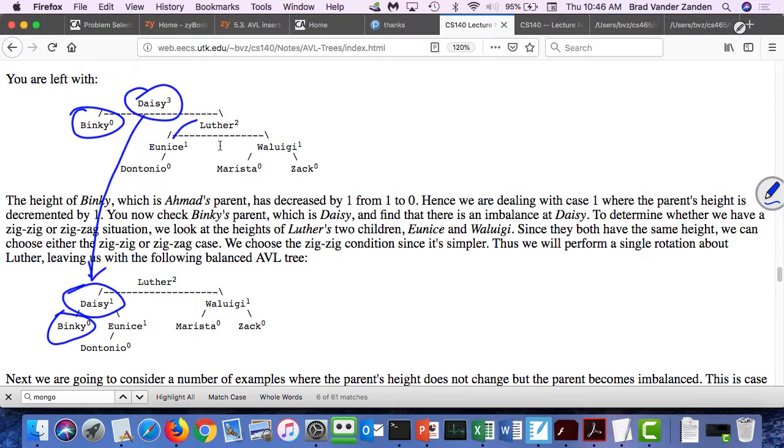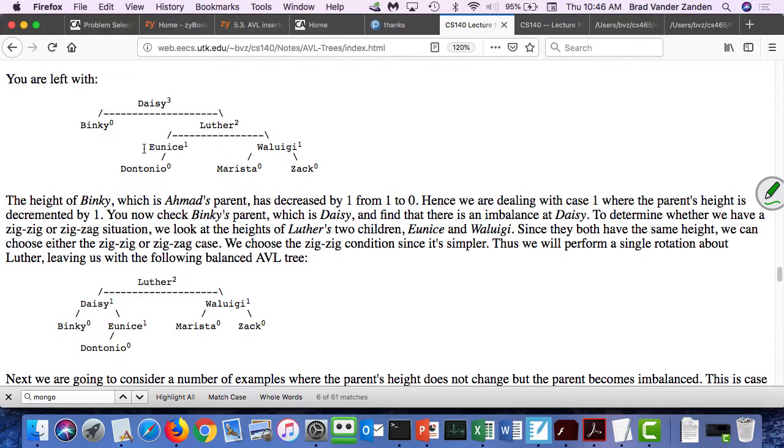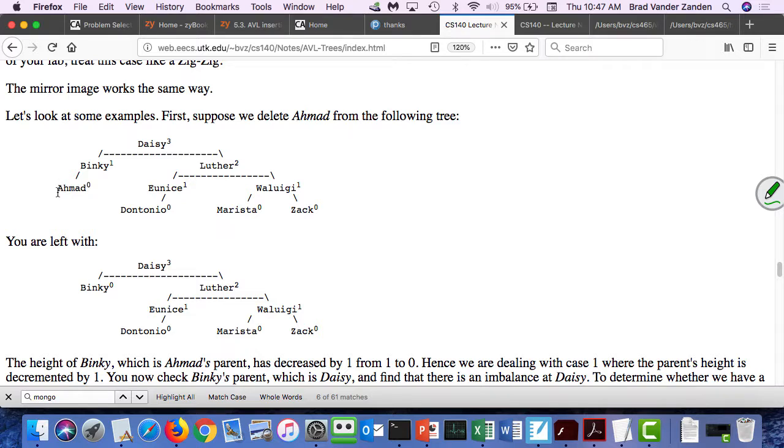Okay, so that's case number one where we deleted a node. So to review, we deleted a mod. As a result of deleting a mod, its parent's height changed, but it was still a balanced AVL tree. So that was case one, but we still had to compare, and we found that the heights of Binky and Luther differed by more than two, so there was an imbalance and we had to rebalance. Now, this is very important. When we are finished rebalancing the subtree, unlike the insert case, there is no guarantee that the height of that rebalanced subtree is going to be the same height.